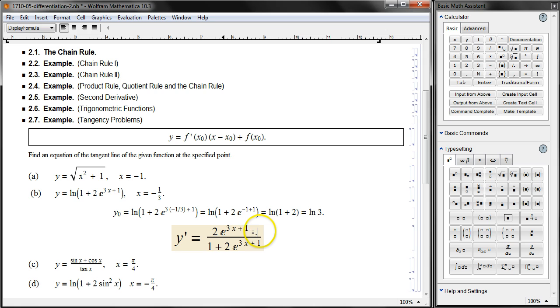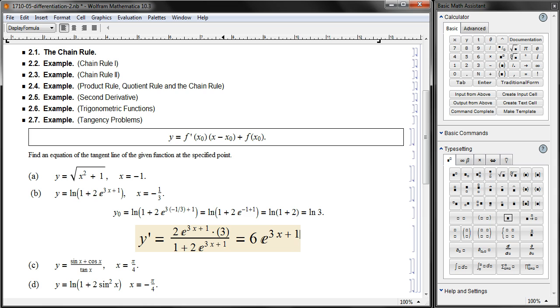Anyway, let's suppose I did, and let's suppose there is a clever student who remembered the chain rule and reminded me of that. You have to multiply the derivative of the inside, which is 3. So that completes the problem. Let's simplify this thing a little bit. 6 exponential of 3x plus 1, and the denominator is 1 plus 2 exponential of the same thing, 3x plus 1. This is a derivative function.